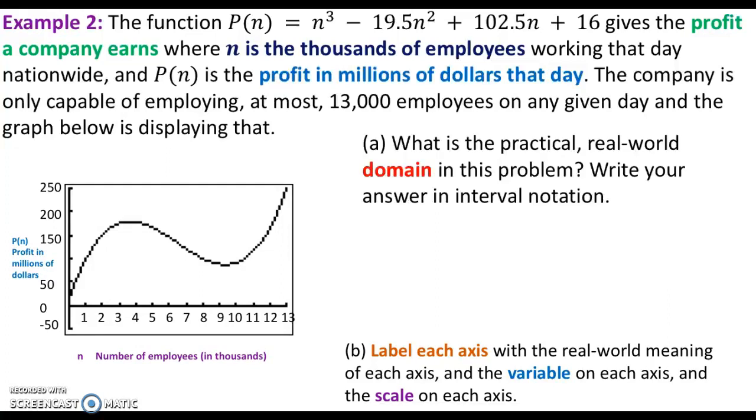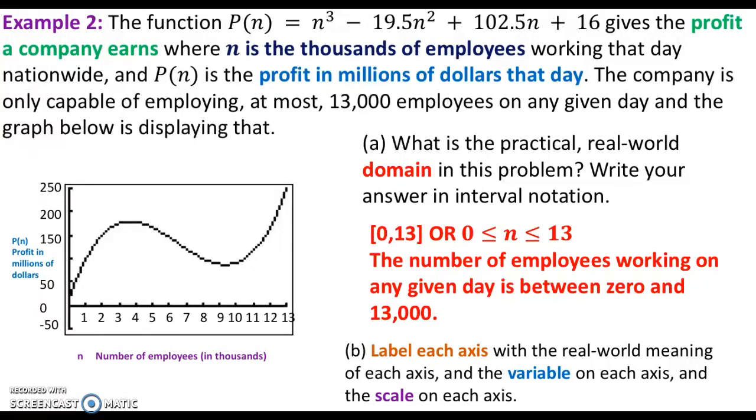Part A goes back and says, what's the practical real-world domain in this problem? Write your answer in interval notation. Well, our domain here is the number of employees. In real-world practical terms, we're talking about from 0 employees to 13,000 employees. So my domain in interval notation would be from bracket 0, comma 13, or set notation would look something like this. And writing it in a sentence, we would say the number of employees working on any given day, we were told, is between 0 and 13,000 employees.